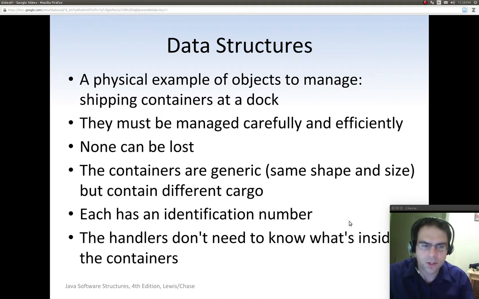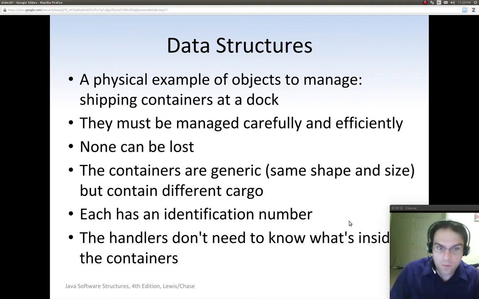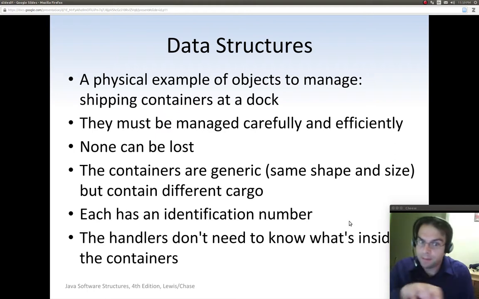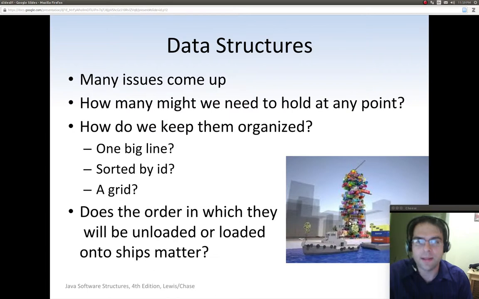Recognize that containers are generic. They're all the same shape, they're all the same size, but they contain different cargo. You need to know which container is which, so they have some sort of identification number, so you know which one to grab to load and unload. You've got handlers, but the handlers don't necessarily need to know what's inside the container. But maybe they do need to know that it's to be handled with care, or it shouldn't be flipped upside down, that kind of thing. What information do you need to know about the containers? A lot of issues come up.